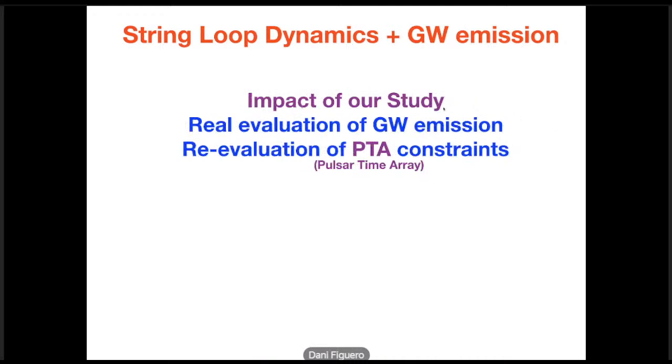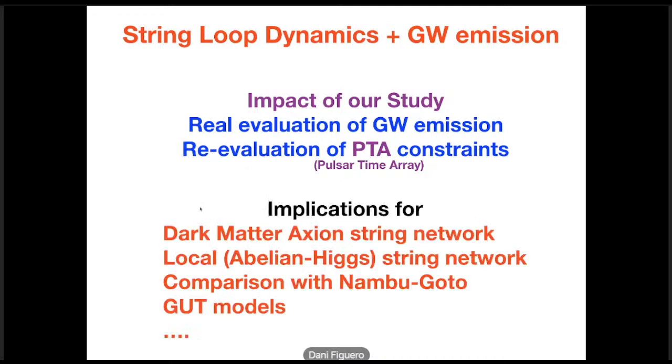The impact of our study, I think, is going to be important for a reevaluation of what is the real gravitational wave emission of loops. And this is going to imply a reevaluation of the gravitational wave signal from a whole network in pulsar timing arrays. The implications are also going to be very relevant for dark matter axion string networks, because this can be done for global strings, as I was showing you. But I can also do it for local Abelian Higgs type string networks.